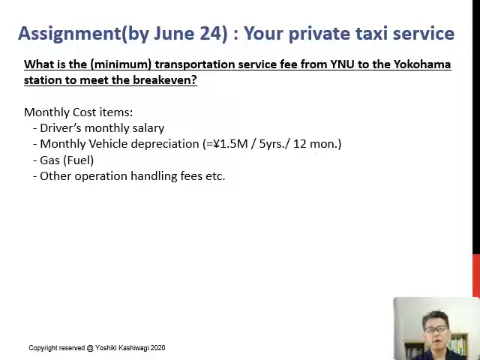Okay, again, I suggest you use the Excel spreadsheet for the calculation. Don't make complicated calculation. A simple calculation will be enough. And what is your right price to charge to your customer for one-way transportation from YNU to Yokohama Station? Okay. I want you to have your answer next week. We will discuss your output in the class online next week. And good luck.